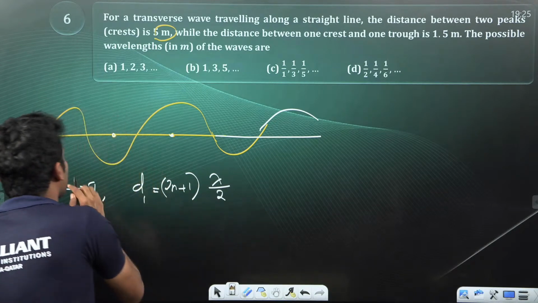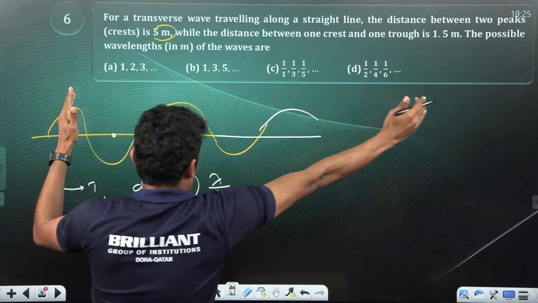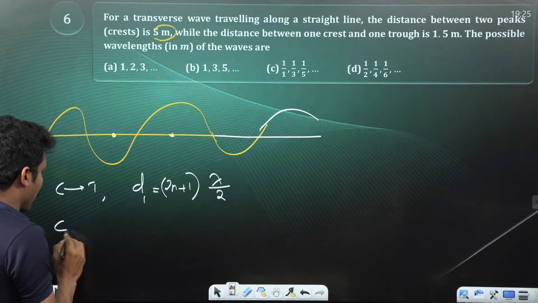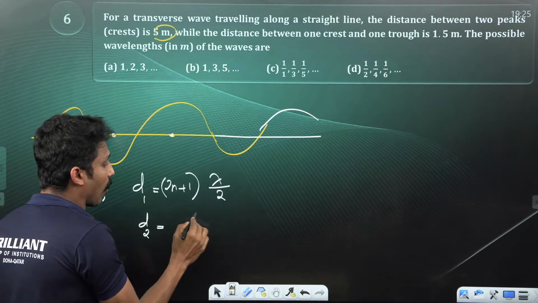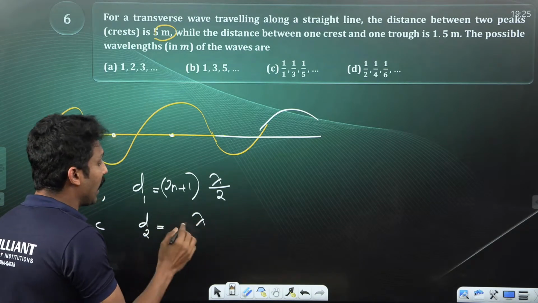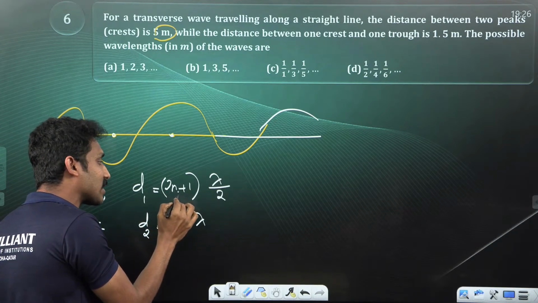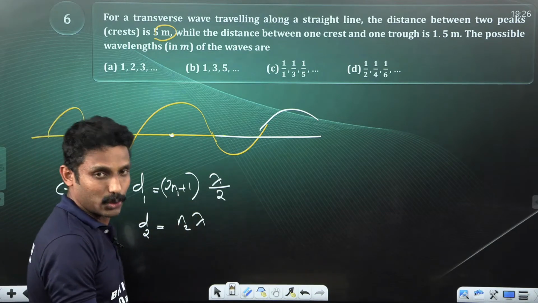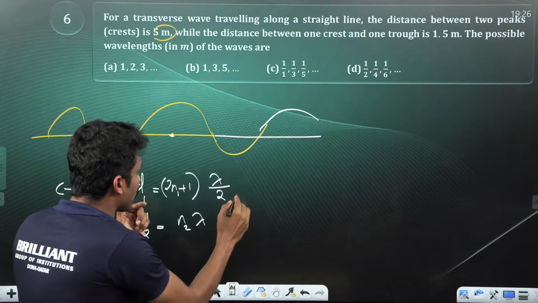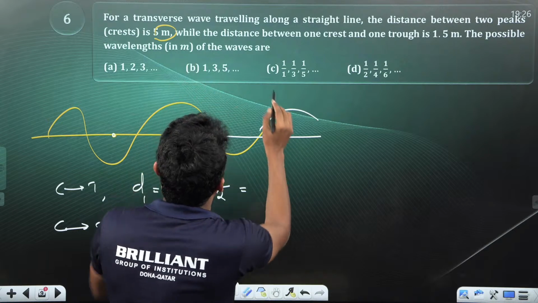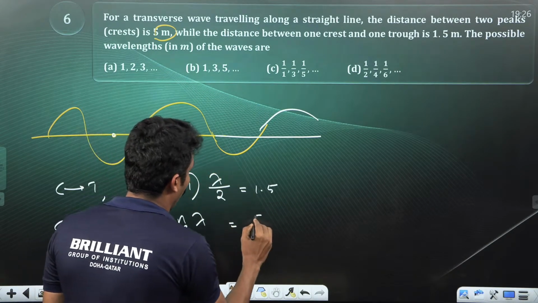Okay, and now the distance between two crests, for example, this one or this one or this one. So, the distance between two crests, we can mark it as d2, is the multiple of lambda, and let that integer be n also. So this n we can take as n1, this n we can take as n2, isn't it? So 2n1 plus 1 into lambda by 2, here in this question it is given as 1.5 meter, and this is given as 5 meter.